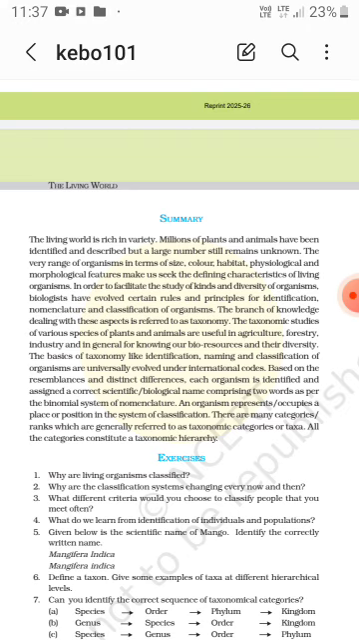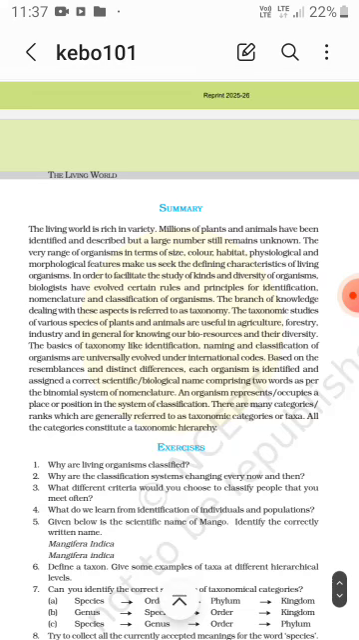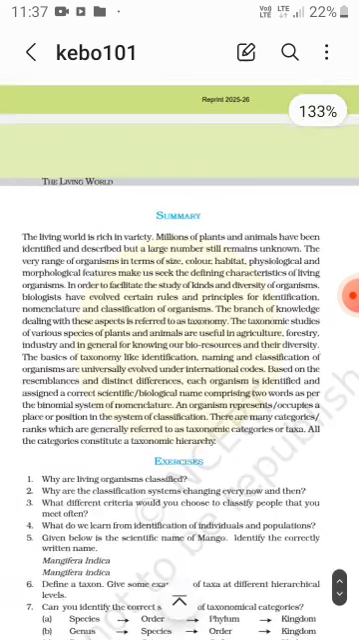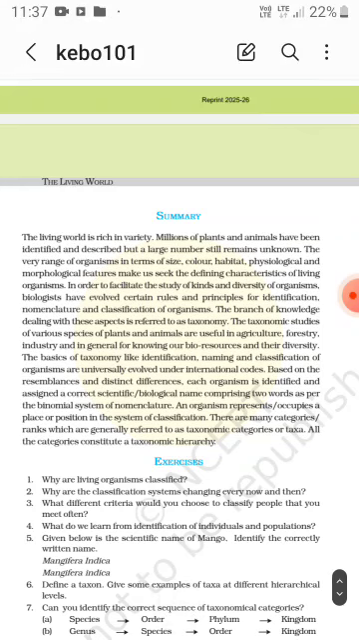The very range of organisms in terms of size, color, habitat, physiological and morphological features makes us seek the defining characteristics of living organisms. In order to facilitate the study of kinds and diversity of organisms, biologists have evolved certain rules and principles for identification, nomenclature and classification of organisms. So, identification, nomenclature and classification of organisms.